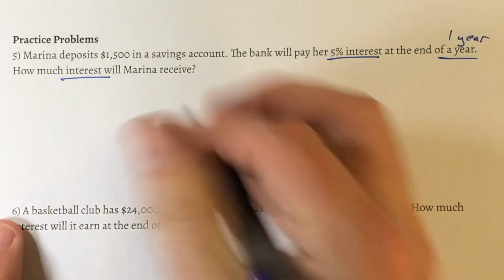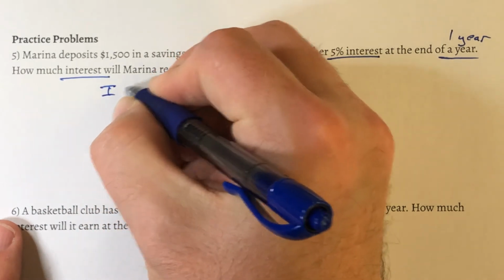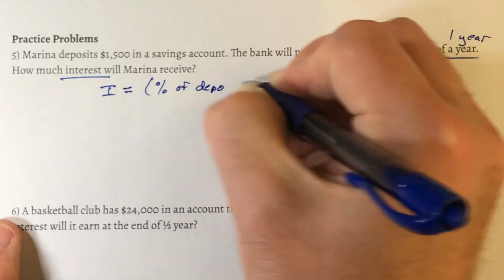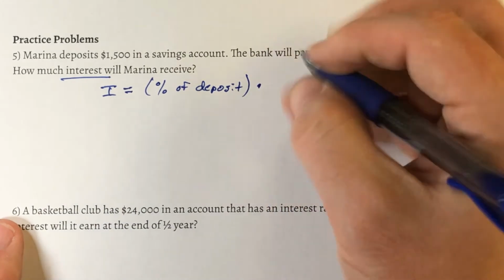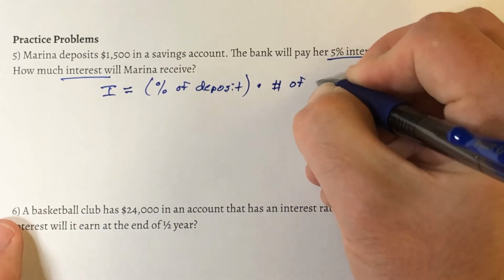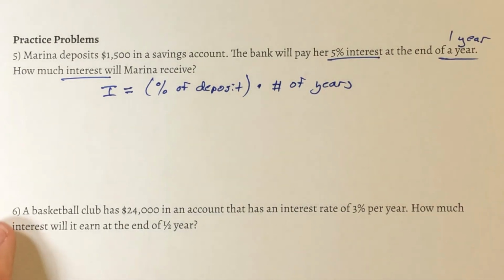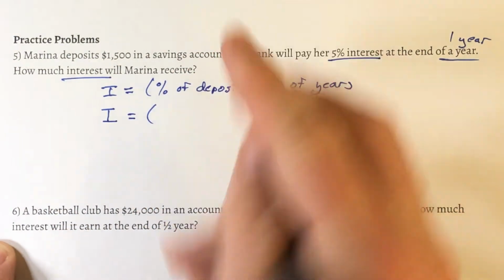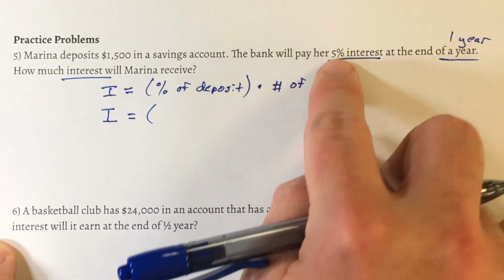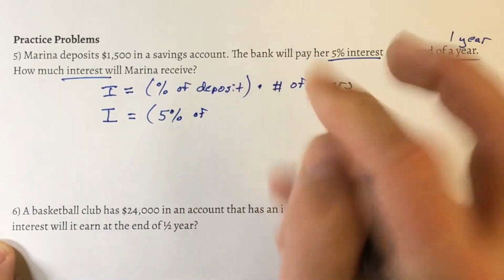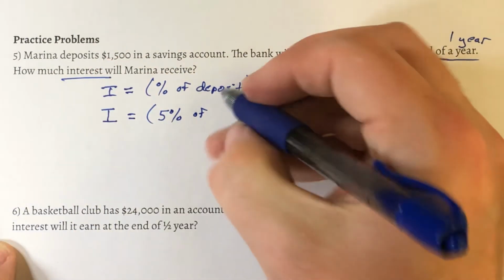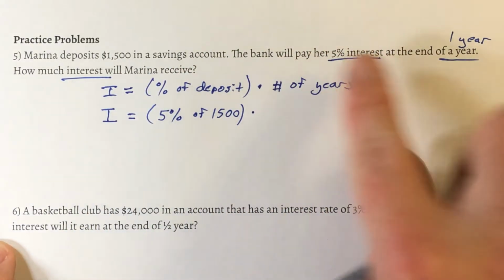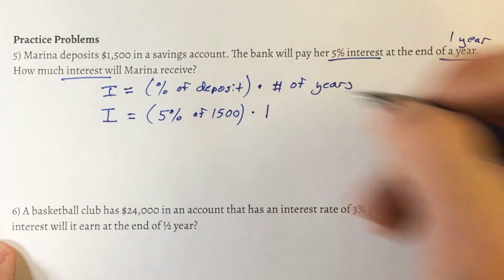Formulas tell us what to do. Our interest formula that we are using is going to be interest equals parentheses percent of deposit, that means how much money you left there in the bank, times number of years. Next, fill in your formula. Interest equals parentheses, what percent is the bank giving? 5% of how much money is she depositing in the bank? $1,500. Times how many years is it going to stay there and she's not going to touch it? It says at the end of a year, so 1 year.